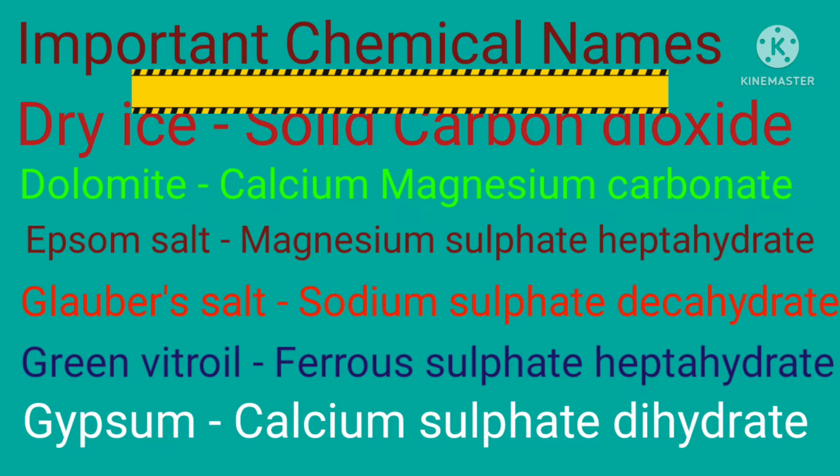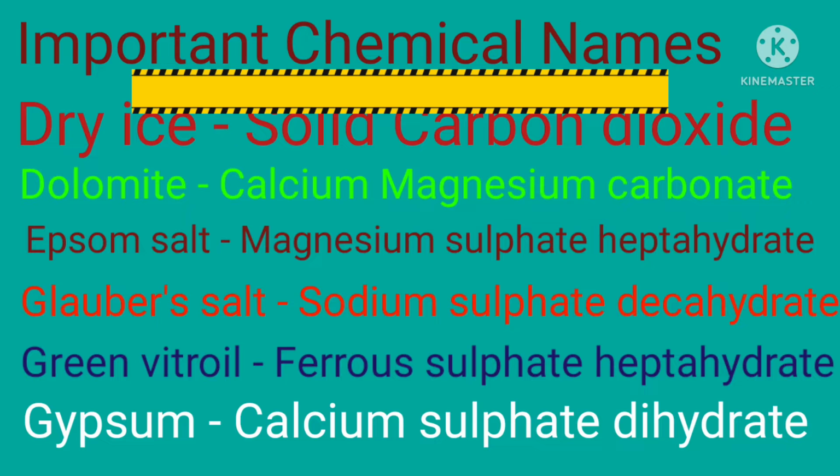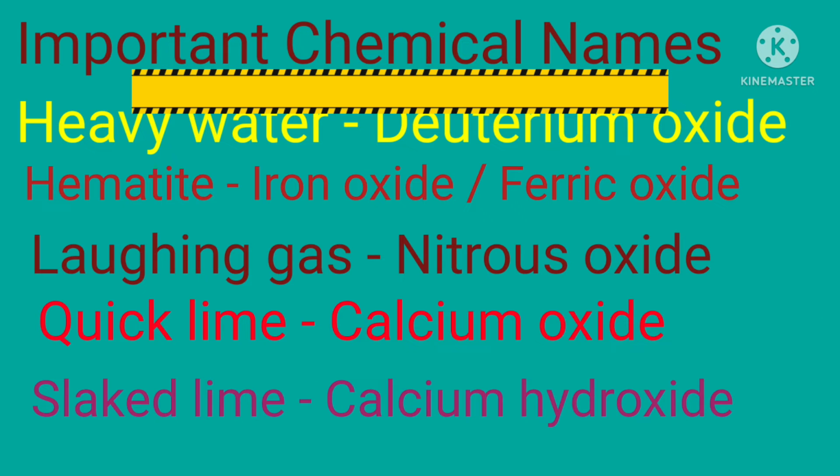Dry ice is solid carbon dioxide, dolomite is calcium magnesium carbonate, Epsom salt is magnesium sulfate heptahydrate, Glauber's salt is sodium sulfate decahydrate, green vitriol is ferrous sulfate heptahydrate, gypsum is calcium sulfate. Heavy water is deuterium oxide, hematite is iron oxide or ferric oxide, laughing gas is nitrous oxide, quicklime is calcium oxide, slaked lime is calcium hydroxide.